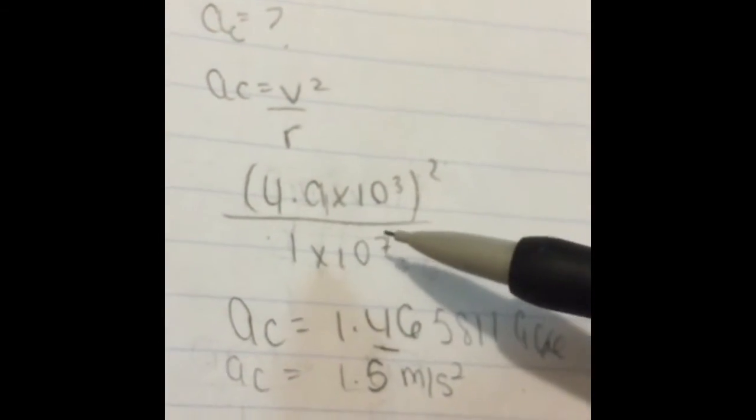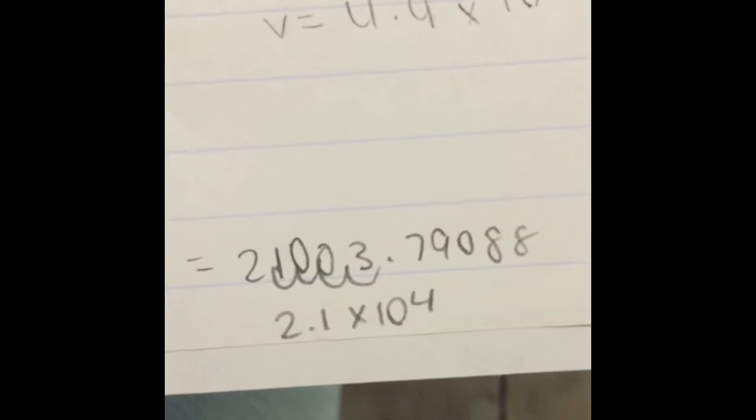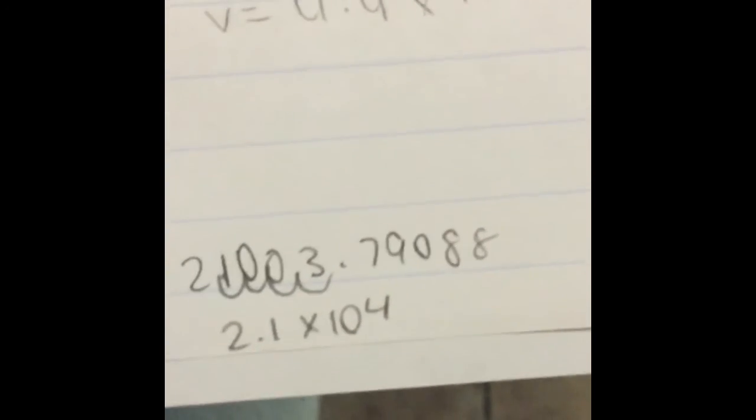And then I rounded to the tenths. Now say I ask you to find the period. Well, we know that the period is 2 pi r divided by the velocity, so that should be a nice plug. And after I plug in, I get that the final answer for the period is 2.1 times 10 to the 4th.